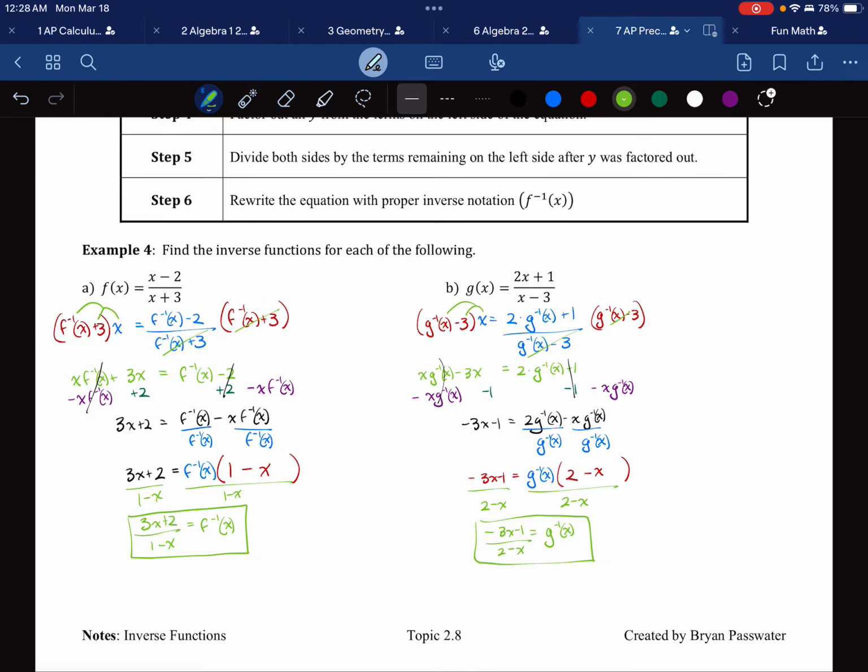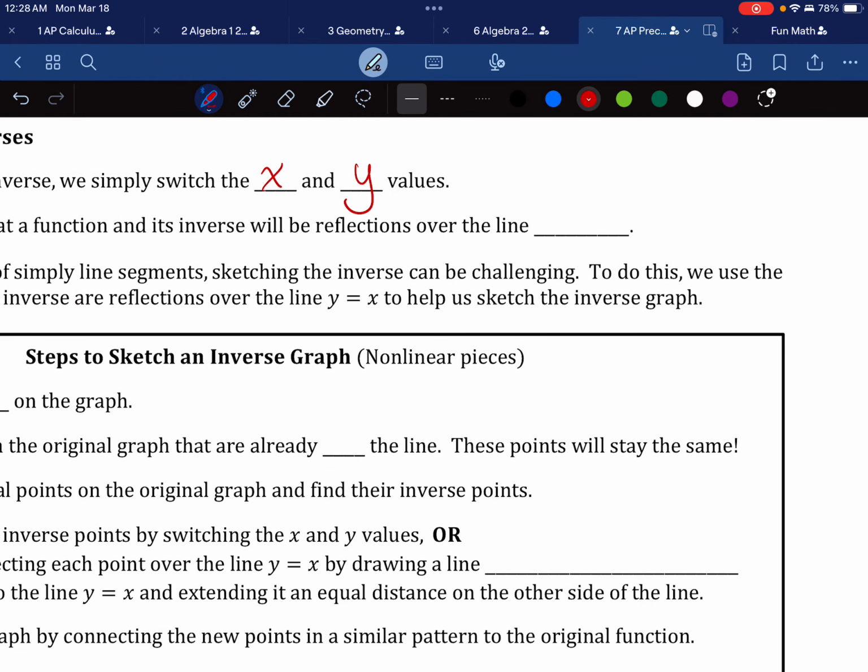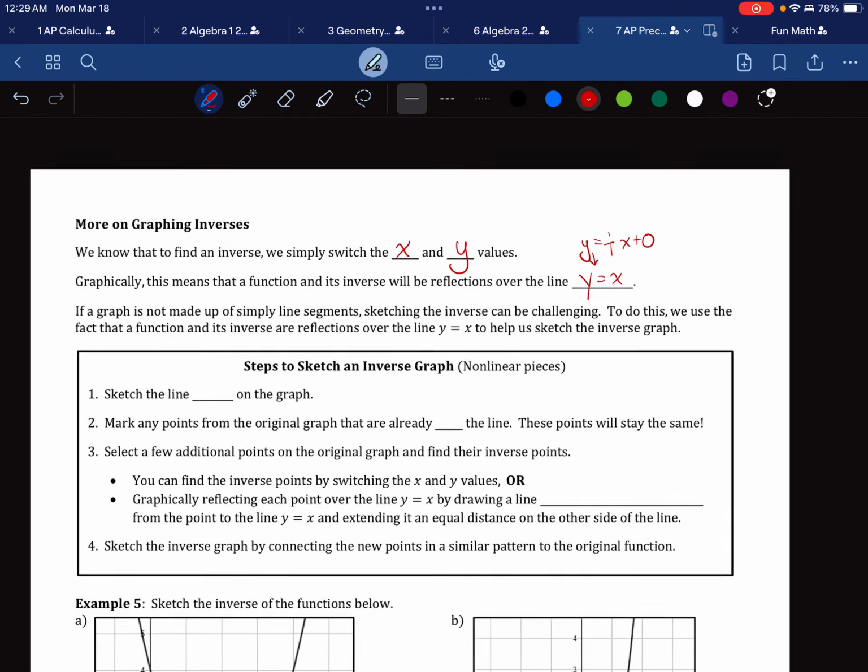All right, let's try some more, so more in graphing inverses. We know that to find an inverse, we simply switch the x and the y values. Graphically, this means that the function and its inverse will be reflections over that line that we already know, y is equal to x. If you have trouble graphing this thing, just as a reminder, this thing is y equals 1 over 1 x plus 0.